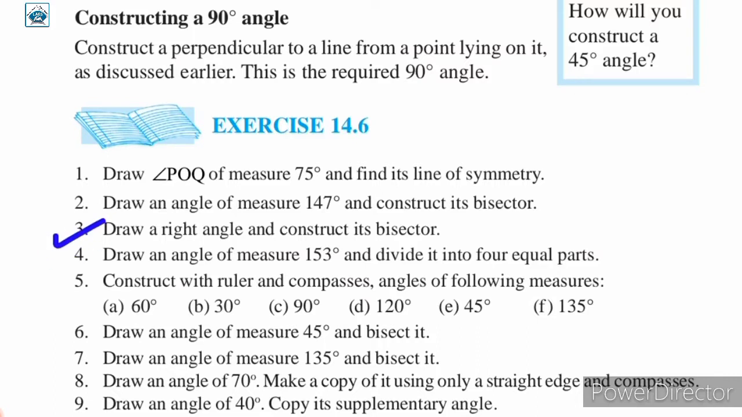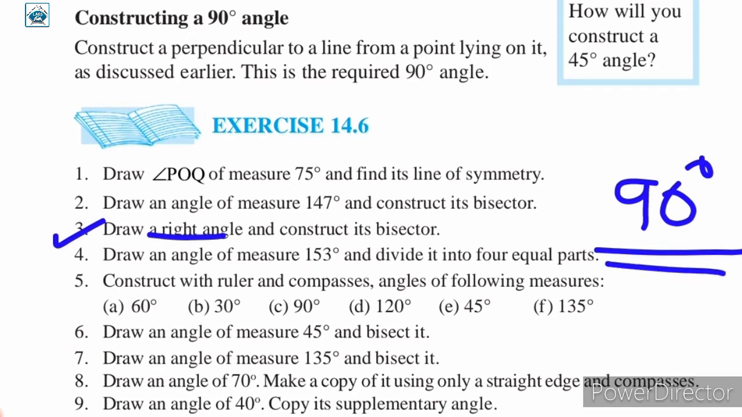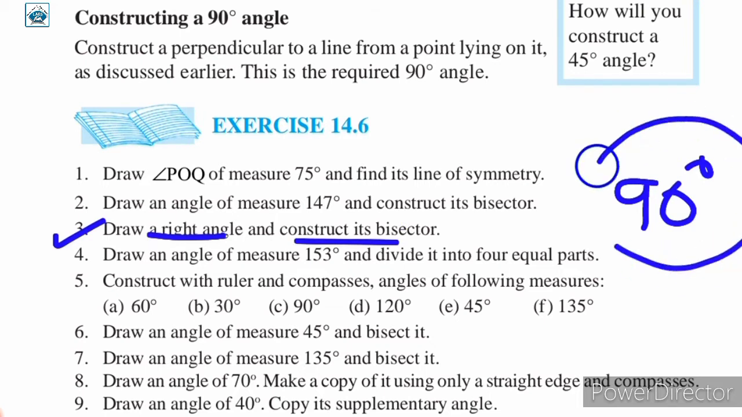Question number 3. Draw a right angle and construct its bisector. So in this question you are asked to draw a right angle, that means an angle that measures 90 degree, which you can do with the help of your protractor. And after that you need to construct its bisector just like we did for question number 1 and question number 2. So question number 3 is homework for you. Draw an angle that measures 90 degree and all you need to do is construct its bisector.